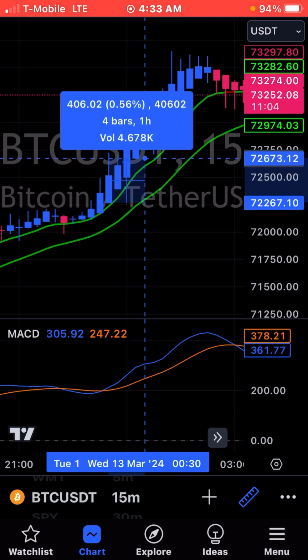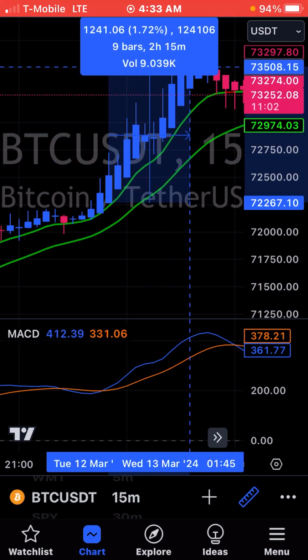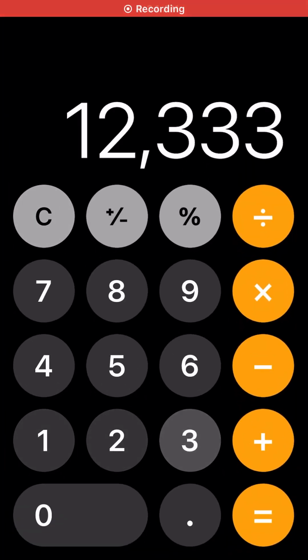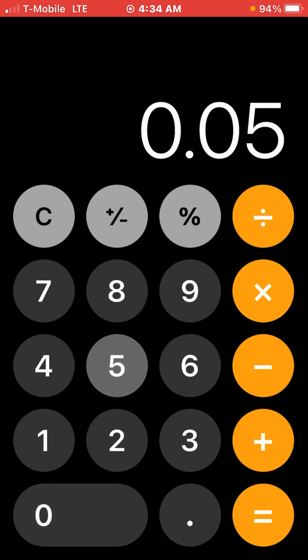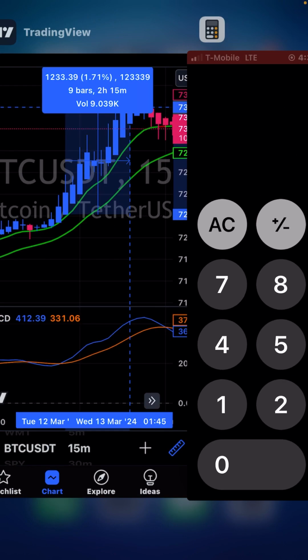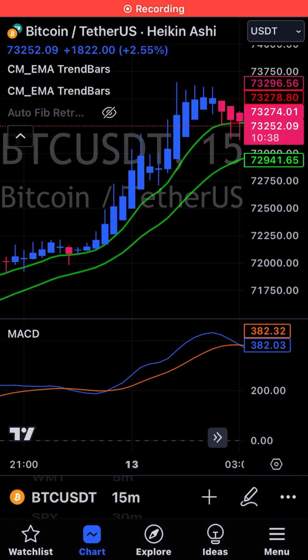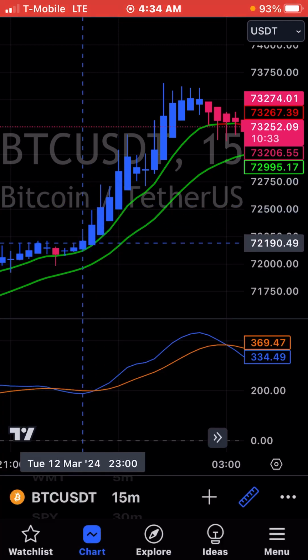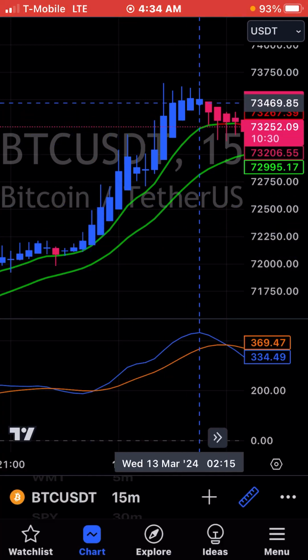But if you rode this entire thing out right here, this is a difference of 123,339 times 0.05. I don't know if that's accurate or not, but that could be a 6,000 gain there. I don't know, but you definitely would be making more than $100 if you caught this move right here.